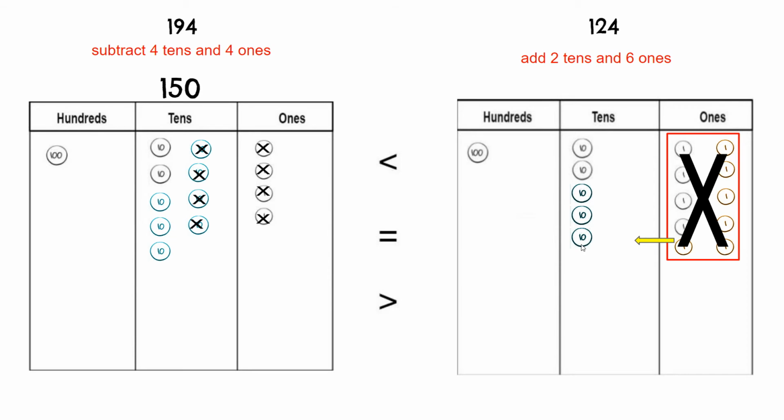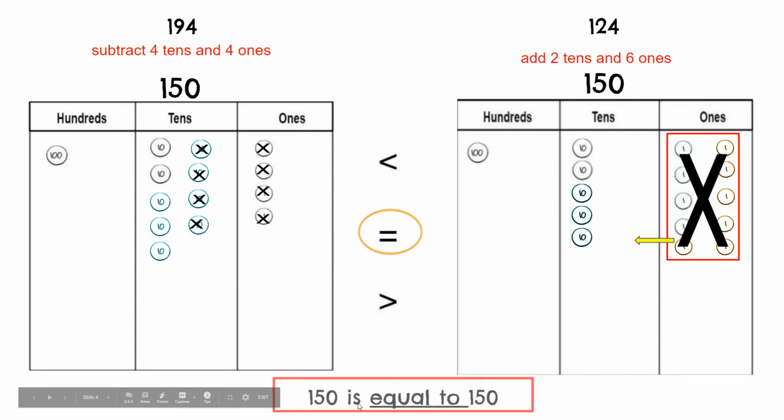All right. Now, what do we have? Right, we have 100, 110, 120, 130, 140, 150. So, 150 over here, 150 over here. So which symbol would best fit in this expression? Shall we use less than, equal to, or greater than? Correct! We should use equal to because these numbers have the same value. And here's how we say it. 150 is equal to 150.